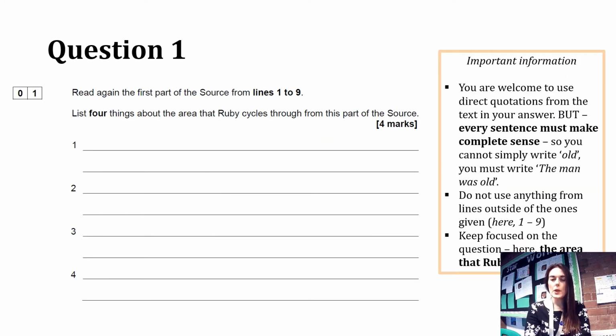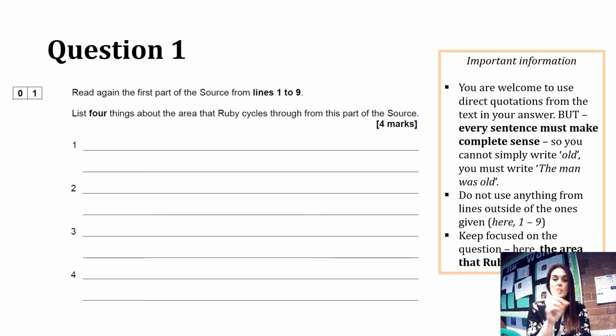Okay, so let's see what you did. So it would have looked like this in the exam paper, and you will have listed your 4 things. What I want you to check is, did you write in full sentences? Every sentence must be a full sentence. So you can't just put tree. You must put there is a singular tree in the area. Okay, so make sure that every time you're writing in full sentences, have you done that?